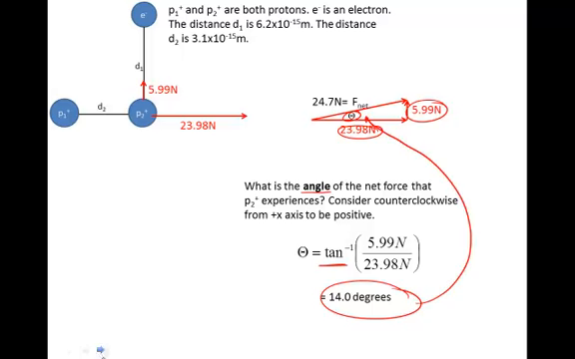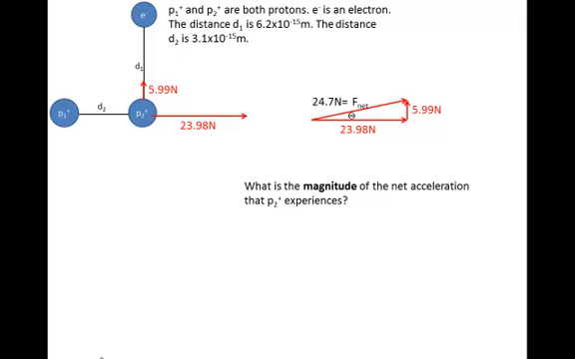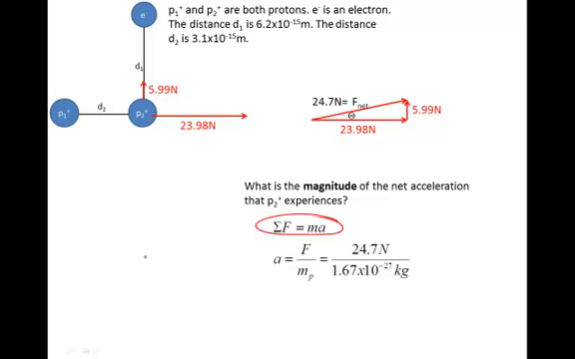Now, we want the magnitude of the net acceleration that P2 experiences. Newton's second law says the sum of the forces equals the mass times acceleration. In this case, we only have one net force, and that's that value there, the 24.7 newtons. So we take that value and plug it in there for our force. The mass of this object is the mass of this proton. That's the proton we're accelerating, the one that's experiencing this net force.